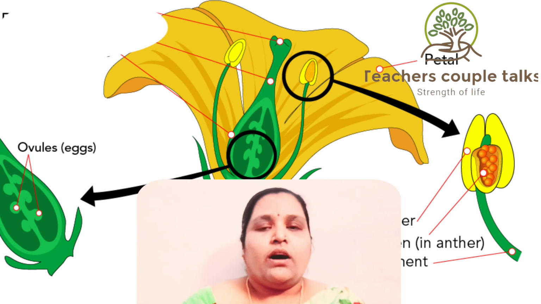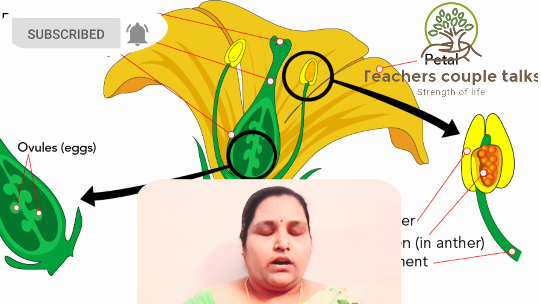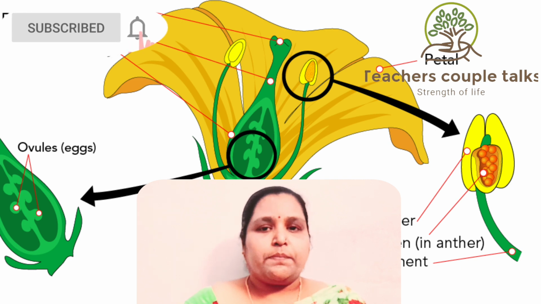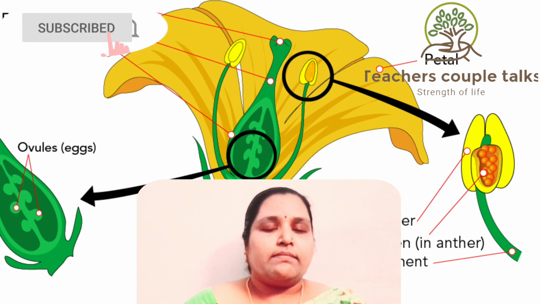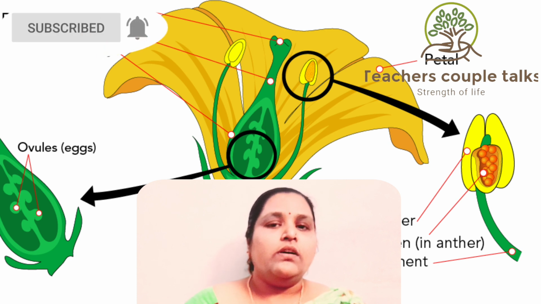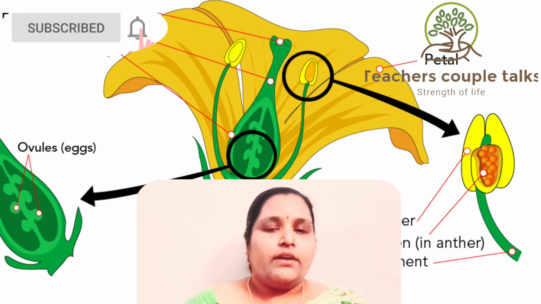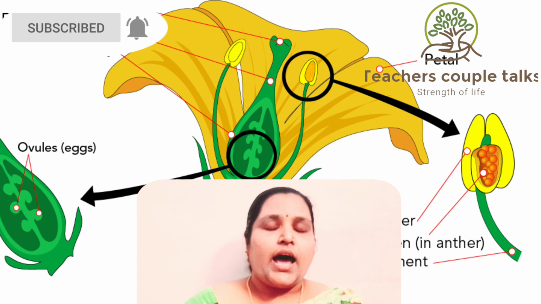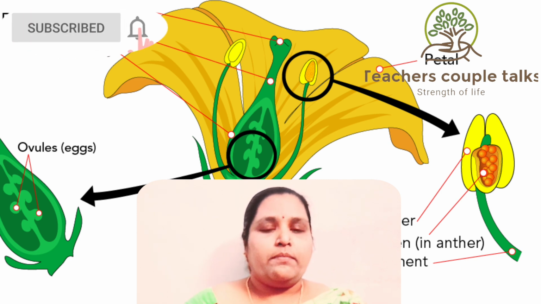The next whorl is petals. These petals are colored and attractive. Sometimes they have fragrance also, to attract insects or birds for pollination, and that is for cross pollination. Next, the fourth whorl is androecium, or microspore. This is pollen grain or microspore.